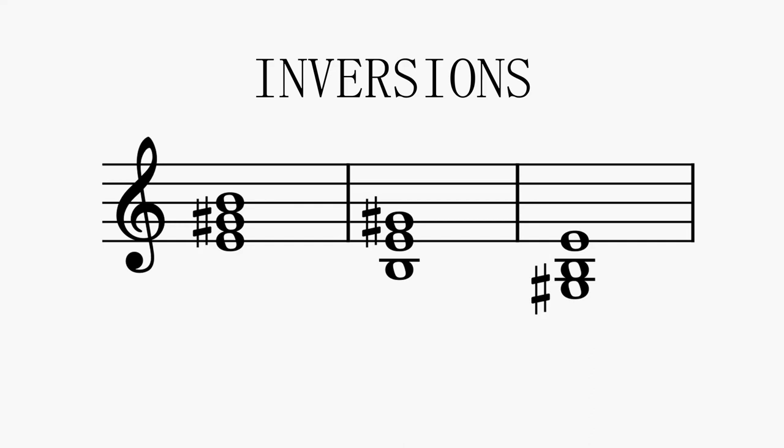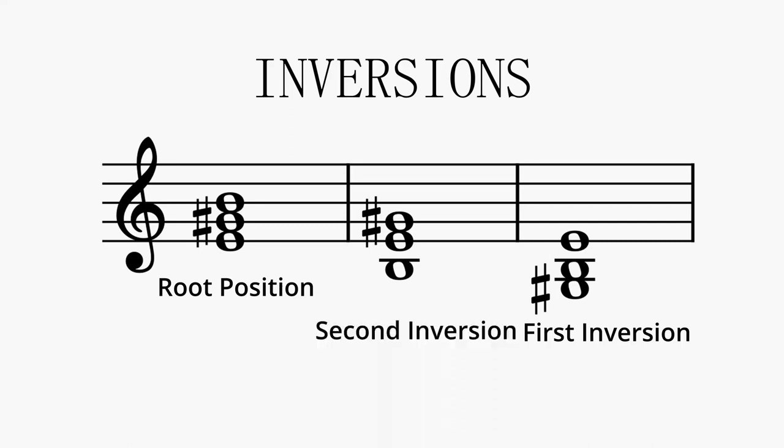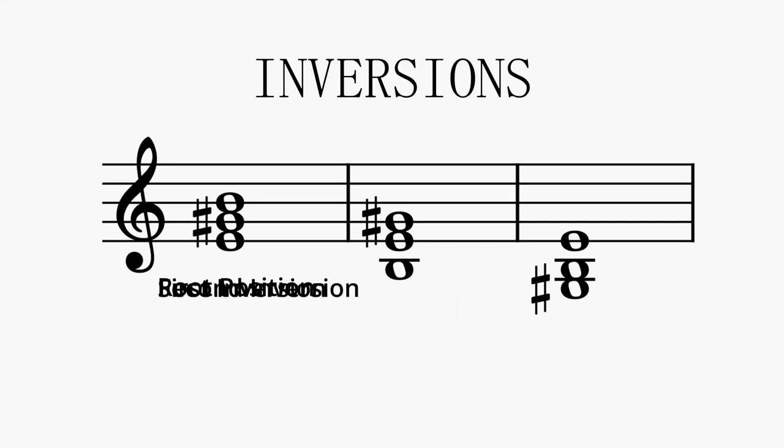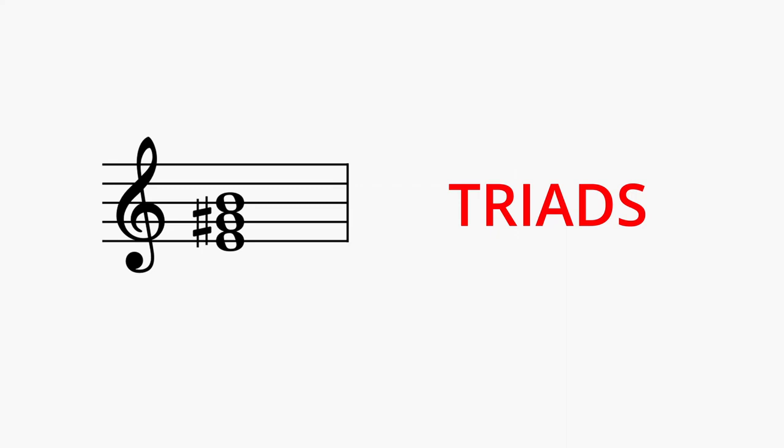So far, we have created root position chords, which is when the root of the chord is the lowest note. If the third is the lowest note, the chord is in first inversion, and if the fifth is the lowest note, the chord is in second inversion. So far, we have only dealt with 3-note chords, which are called triads.